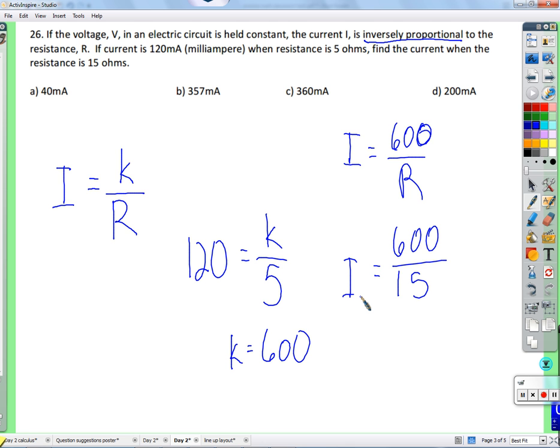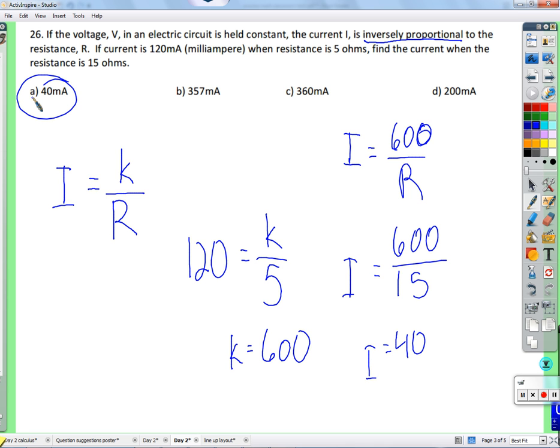What do we get? 40. It's 40. Just a factor of 2. It's pretty good. 40. Whoa. The smallest answer by far.